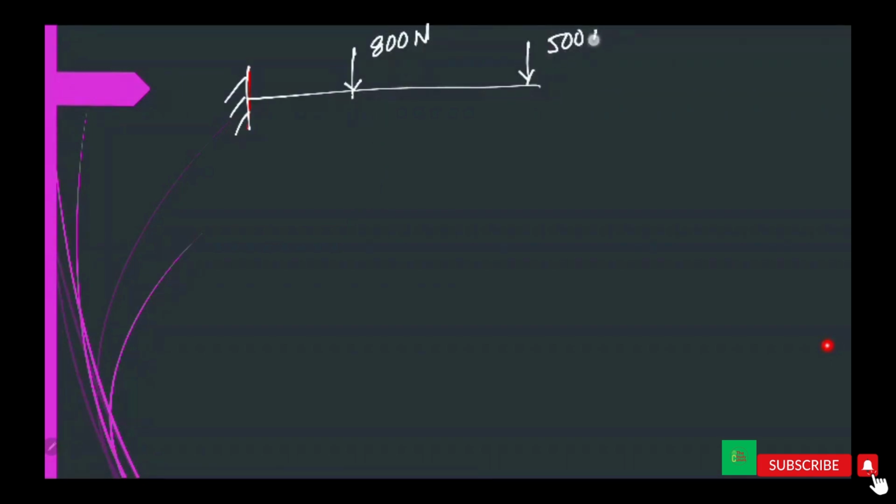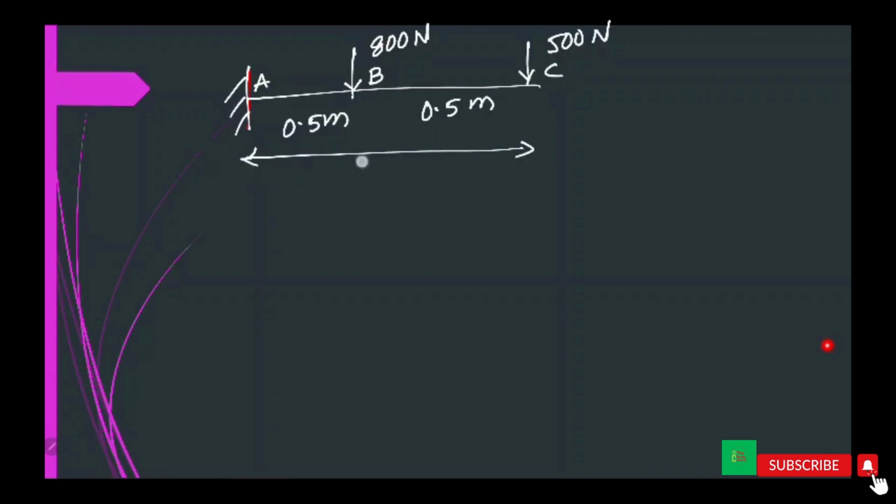Remember all these. Draw the bending moment and shear force diagram. 800 Newton, 500 Newton, 0.5 meter, 0.5 meter. Considering this as A, B, C, and the whole length is 1 meter. Remember the previous values.